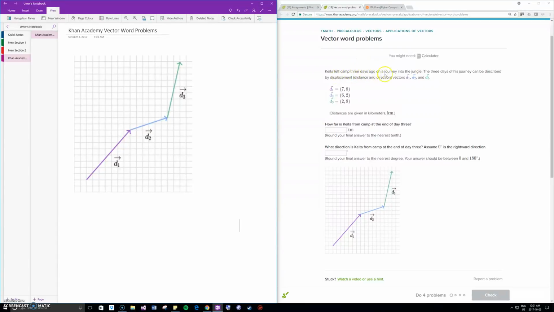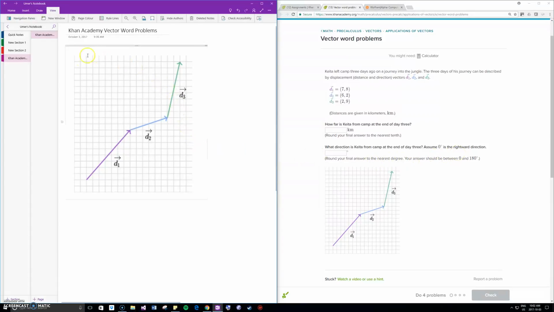Kader left camp 3 days ago on a journey into the jungle. 3 days of his journey can be described by displacement, direction and distance, vectors d1, d2 and d3. So here they are. d1 is (7, 8), d2 is (6, 2), d3 is (2, 9). Okay, so how far is Kader from camp at the end of day 3? That's in kilometers. And what direction is Kader from camp at the end of day 3? So assume 0 degrees is the rightward direction.